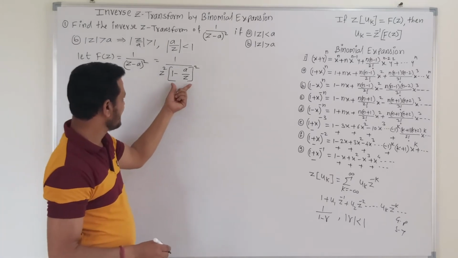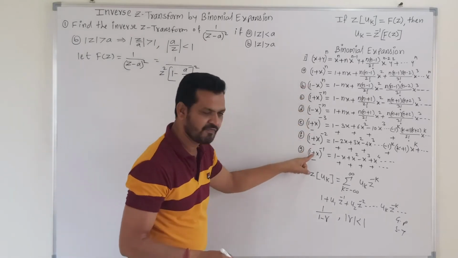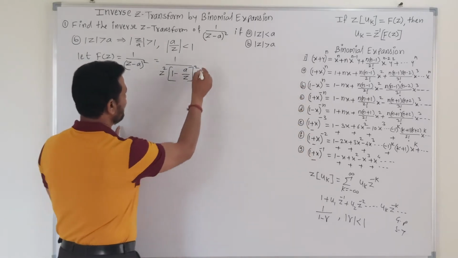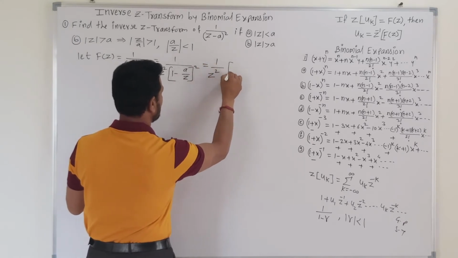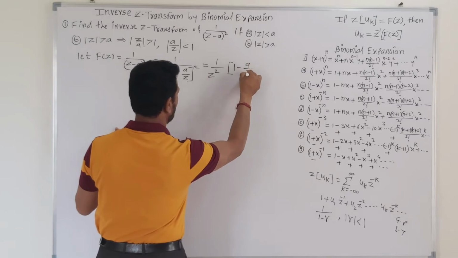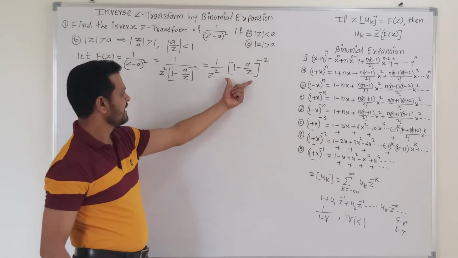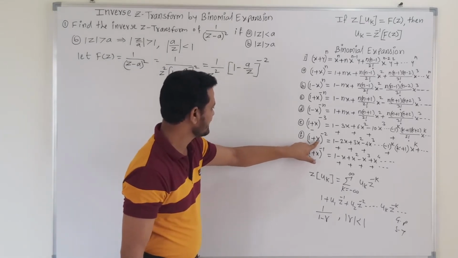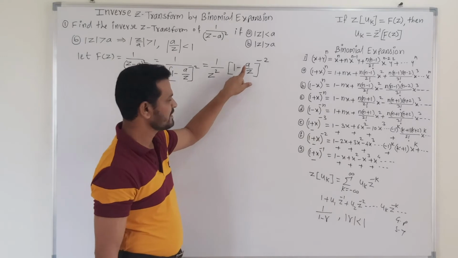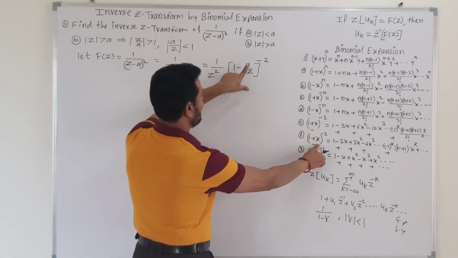Now friends, here directly we get this example in our standard form, because in standard form we get the first term as 1. Now we can rewrite this as 1 upon z square, then 1 minus a upon z raised to minus 2. Now friends, this is directly in our standard form. So the standard form is 1 minus x raised to minus 2, where the value of x is here a by z.